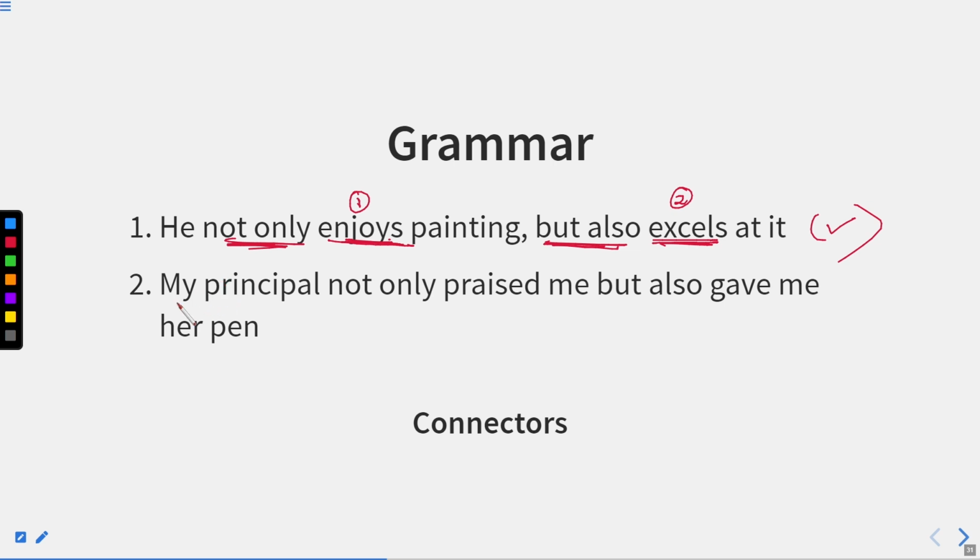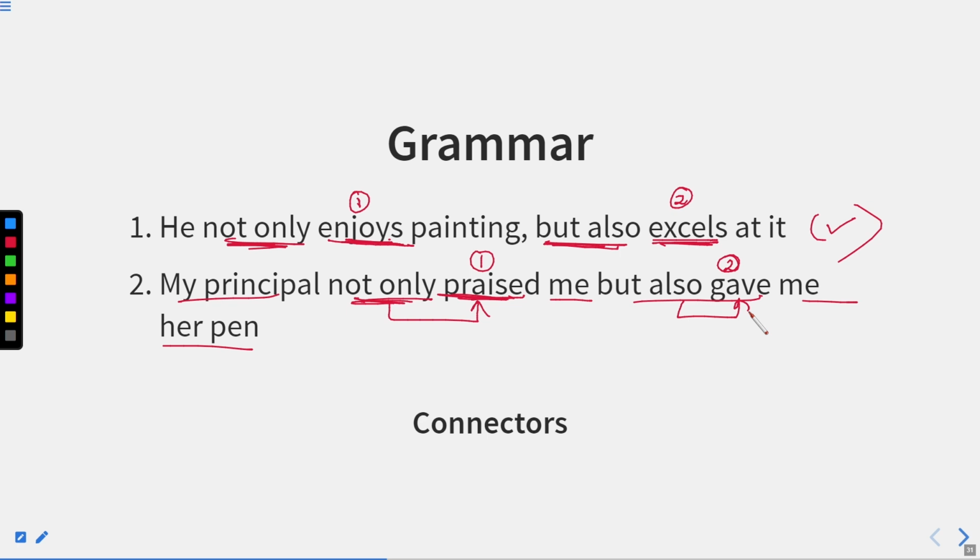Sorry, it would be incorrect. My principal not only praised me but also gave me her pen. Now here you can see, here it is written praised. So this is the first thing that has been done, and gave me, this is the second activity that has been done. So not only is used before praised, and but also is used before the word gave. I cannot write this sentence like not only my principal praised me. That will be incorrect. So the correct sentence will be my principal not only praised me but also gave me her pen. So this is the correct structure to use.